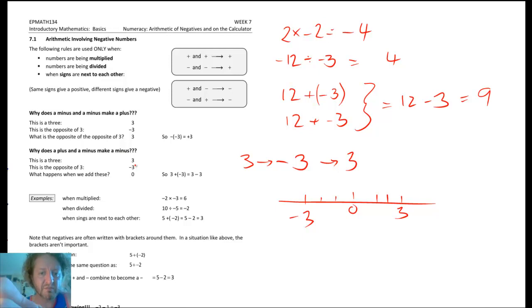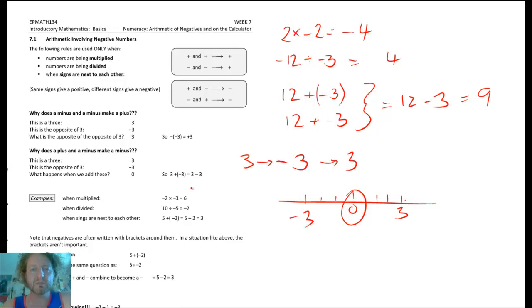This is the opposite of 3. Very familiar beginning. What happens when you add these? Well, a 3 added to a -3 gets me back here. 3 steps forward, 3 steps back, gives me 0. So there's proof that 3 added to a -3 gives 3 minus 3, which is 0.